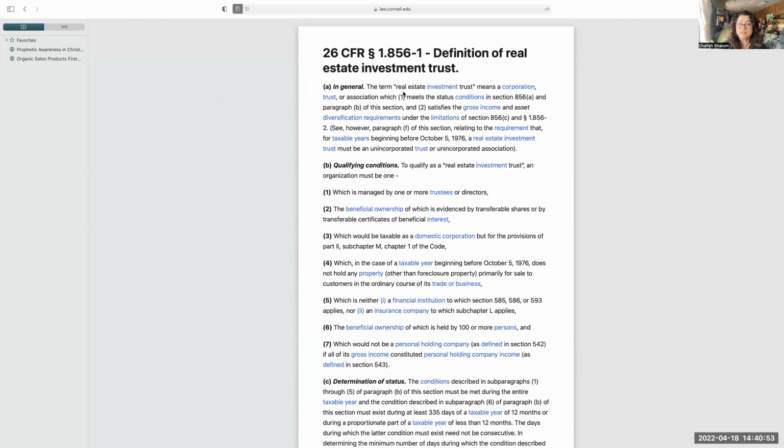In general, the term real estate investment trust means a corporation, trust, or association which, 1, meets the status conditions in section 856A and paragraph B of this section, and 2, satisfies the gross income and asset diversification requirements under the limitations of section 856C and 1.856.